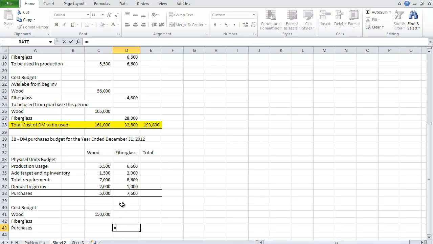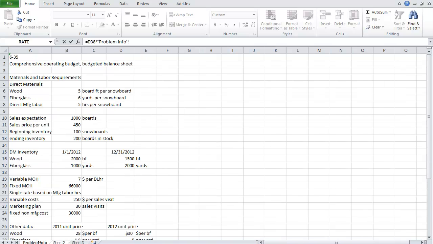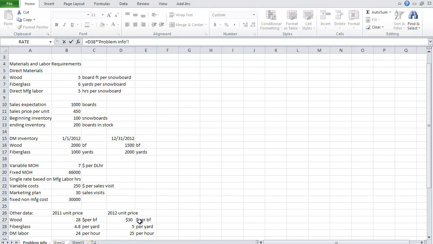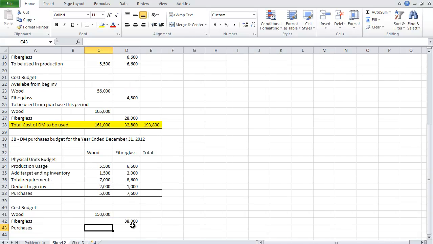We'll do the same thing for the fiberglass, so we have the 7,000 that we calculated, and we will multiply that by the ending level, which is $5 a yard, and that'll get us to the level of purchases. So that completes this task. We'll just finish this up.